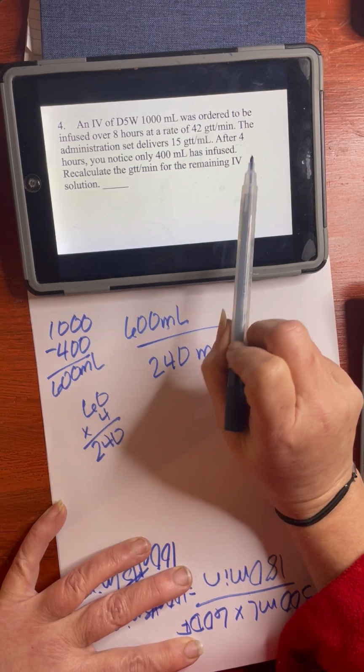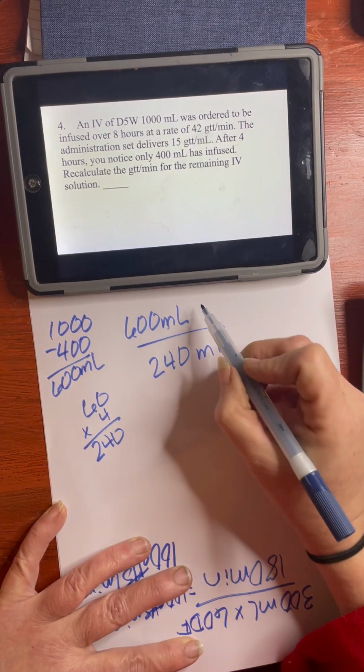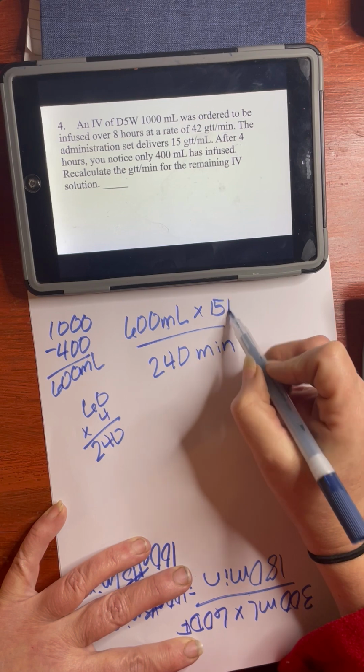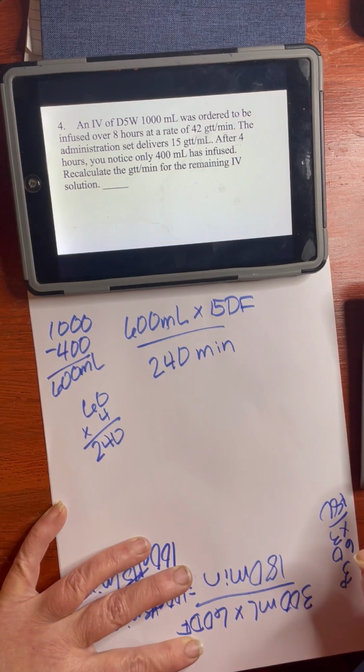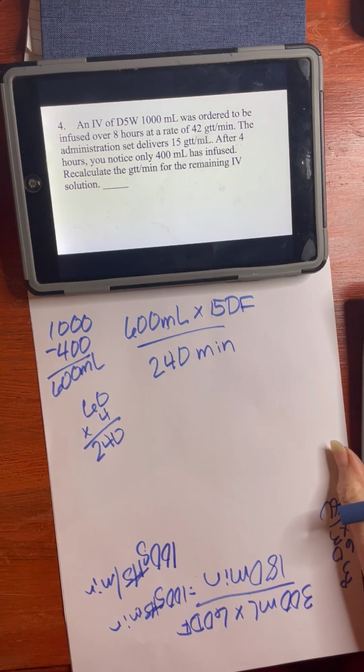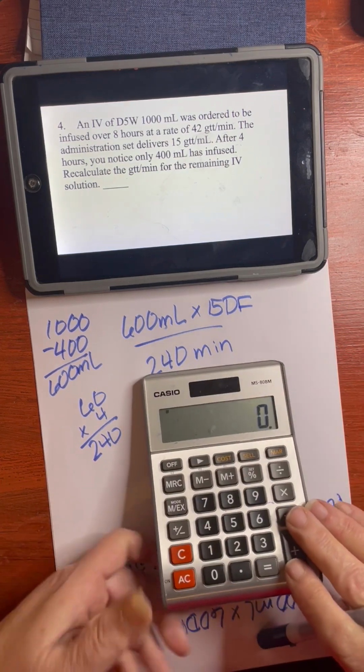And the drop factor of the tubing per milliliter is 15 times a 15 drop factor.